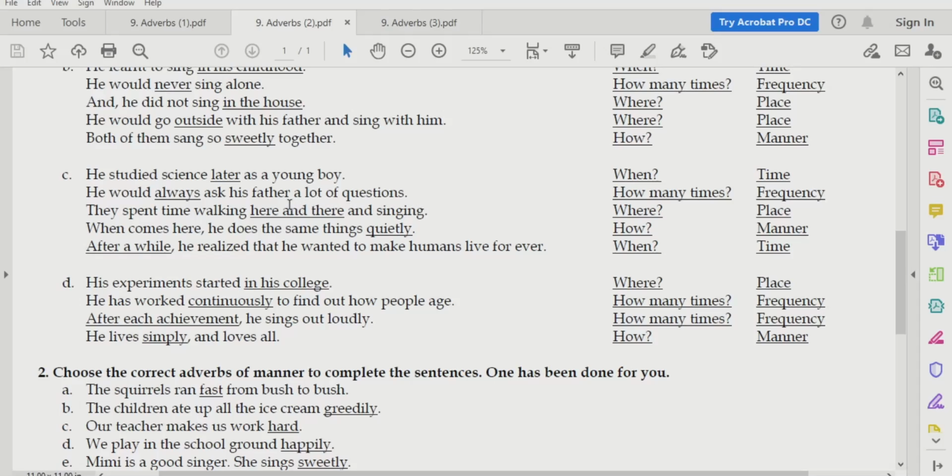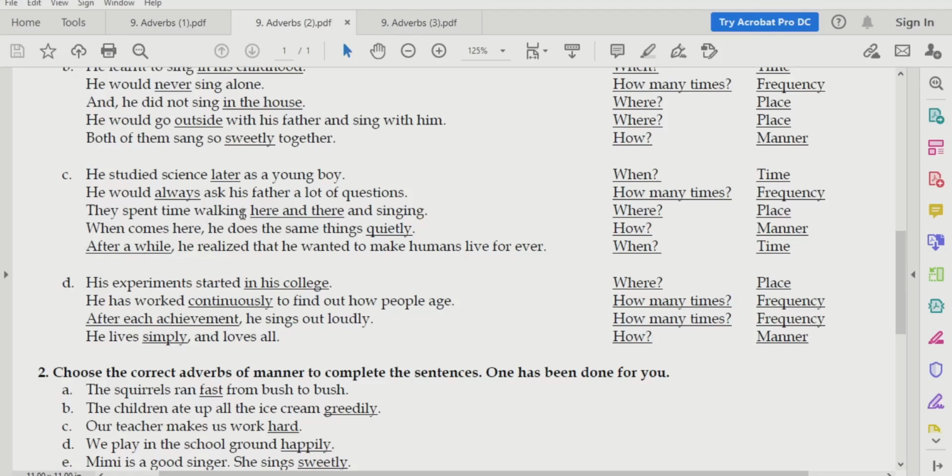He would always ask his father a lot of questions. Over here also we are not asking about a particular time. He would always. How many times? वो कितने बार पूछता था? You will get the answer always, हमेशा, and it is an adverb of frequency.